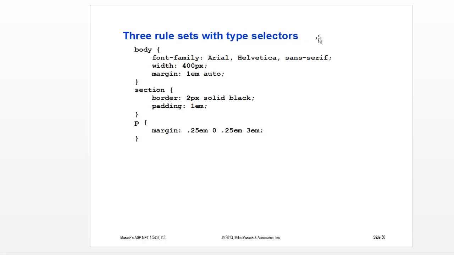These are three rule sets with type selectors. You've got the body, section, and paragraph. Those are the selectors. Body has a property for font family, sets it to Arial. Now if Arial is not available, it'll use Helvetica, and if Arial and Helvetica are not available on the system that's trying to load this and the browser can't find either of them, it'll use any useful sans serif font. Okay, which is actually a category.